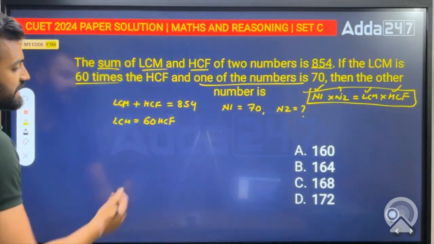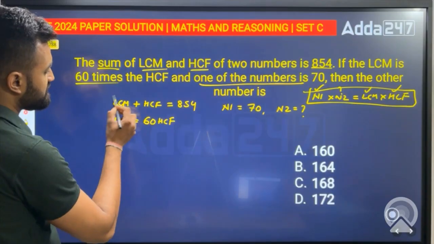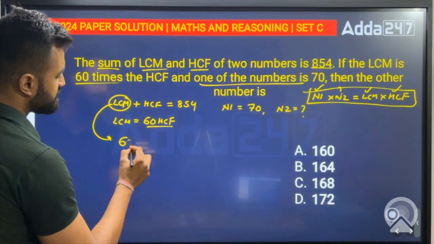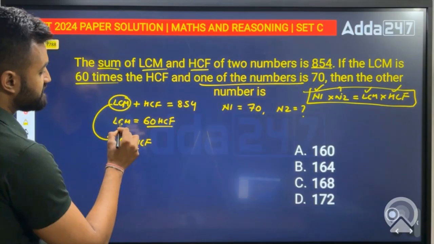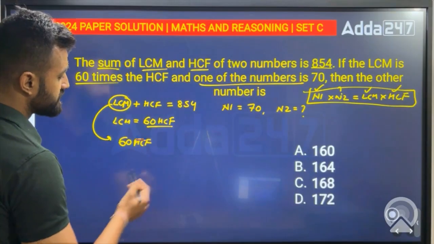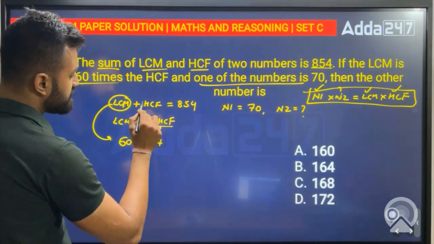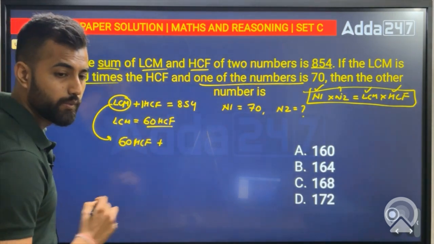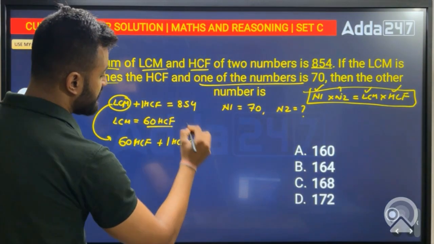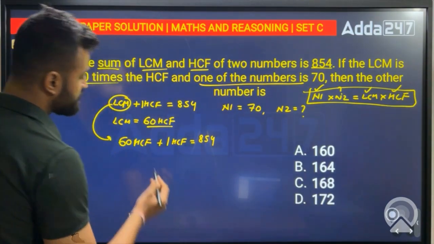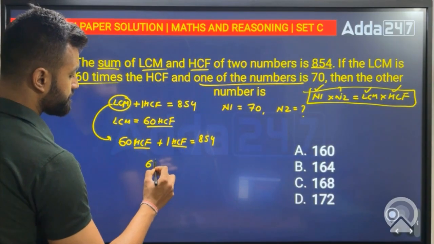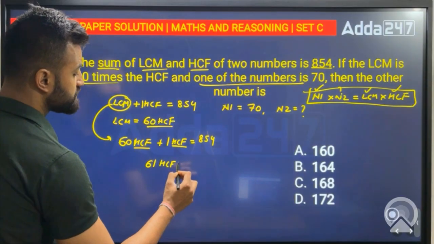Let's find it. LCM is 60 HCF, so instead of LCM, I can write 60 HCF, because LCM is 60 HCF as given. Plus HCF, and when nothing is written in front, you can say it is 1, so 1 HCF. And this is equal to 854. Now I can add them up. HCF is common, so 60 plus 1 is 61. 61 HCF is 854.